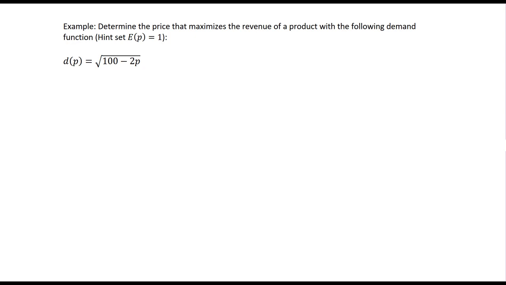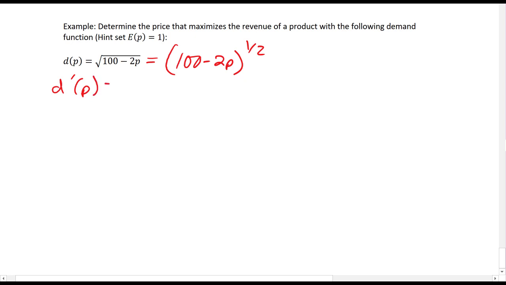Here we go. So some derivative review here. The first thing I would do is rewrite the square root of 100 minus 2p as 100 minus 2p raised to the 1/2 power. So that means that d prime will be, by the chain rule, 1/2 times 100 minus 2p, now raised to the negative 1/2, times a negative 2.